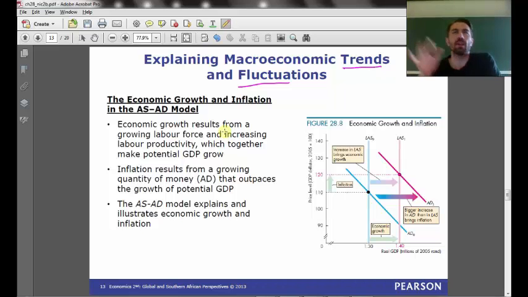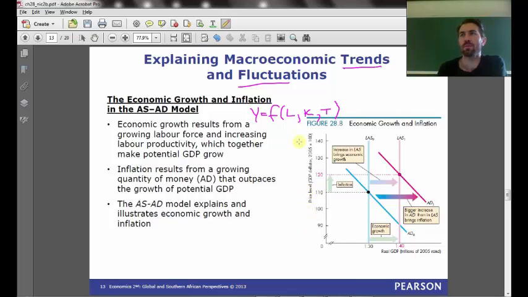So, first of all, growth and inflation, we talk about it now, and then we'll talk about it again at the beginning of chapter 29. So, how do we get economic growth? Economic growth results from either a growing labor force. In other words, remember production, Y is a function of labor, what else? Capital, what else? Technology, yeah?